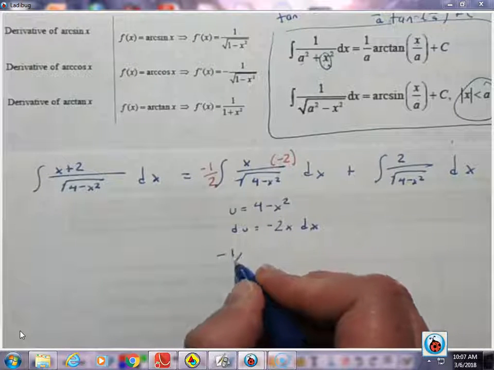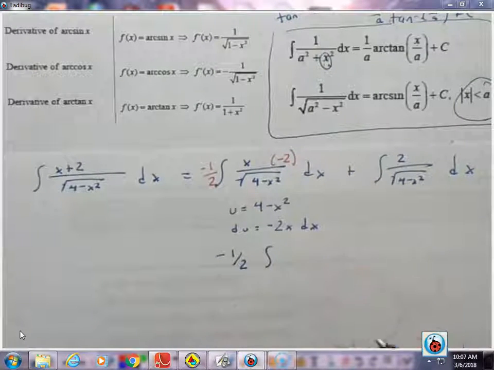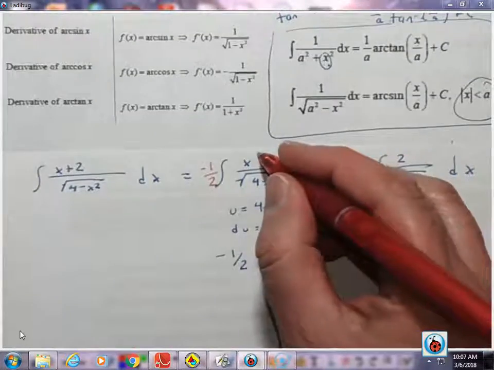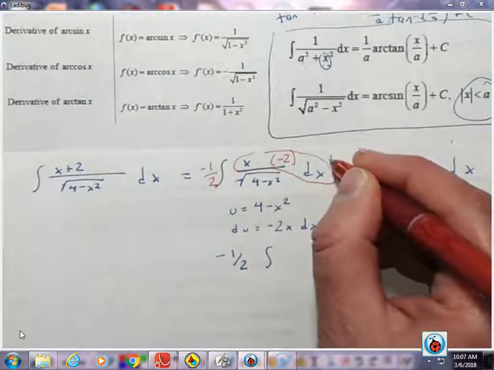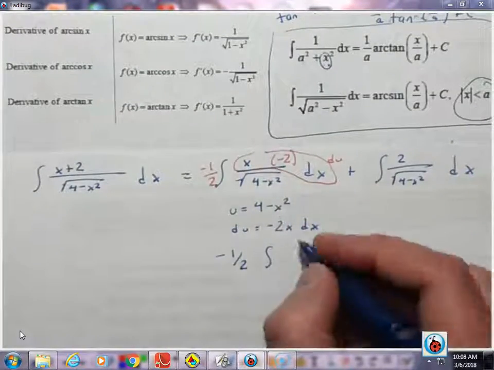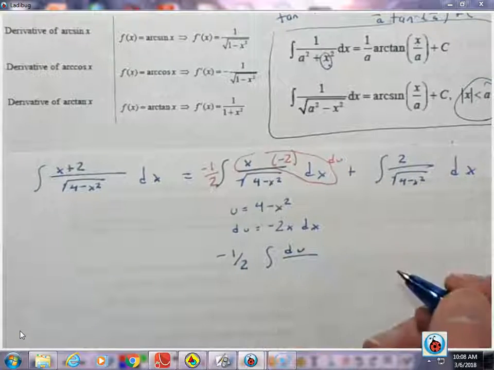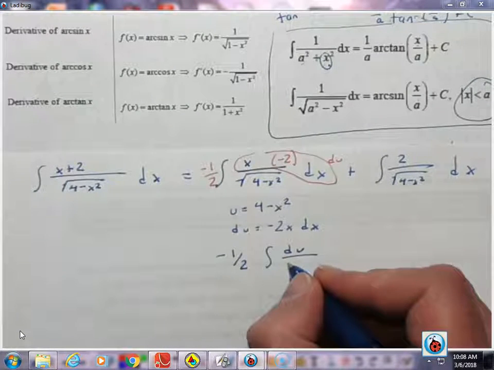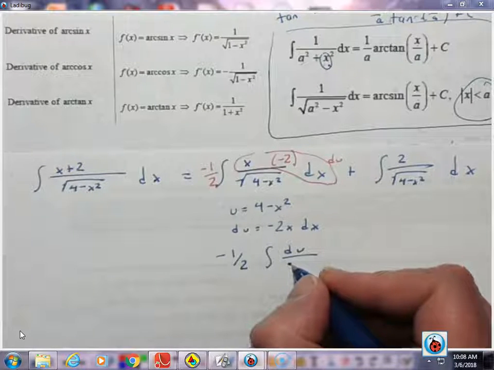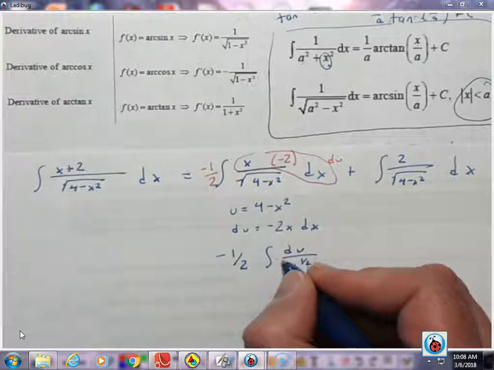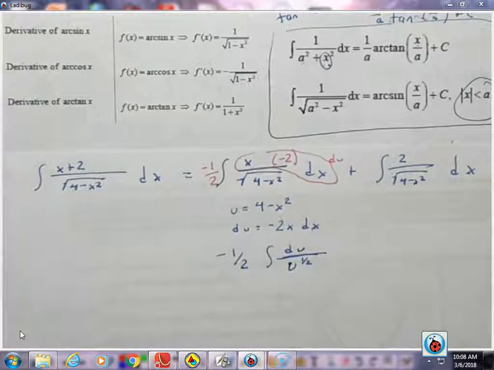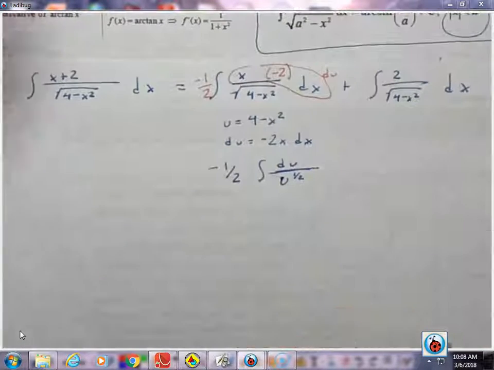So if I rewrite it, I'd have negative 1/2 integral. All of this is just du. And what do I have in the denominator? Okay, so I could say square root of u, or I could say u to the 1/2. Either way. Go ahead, and now what?